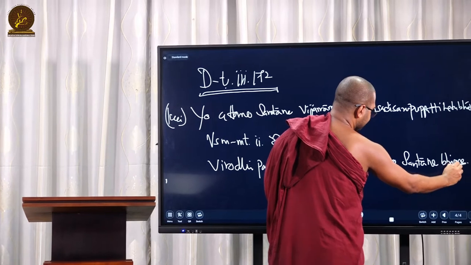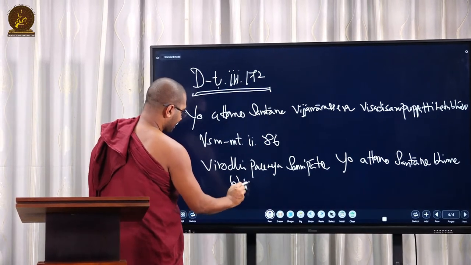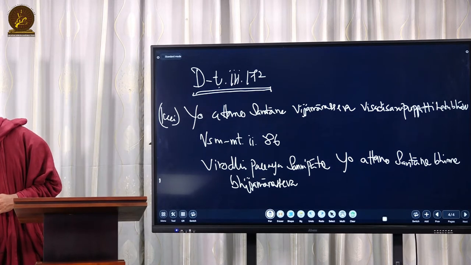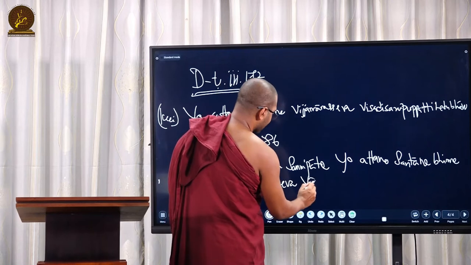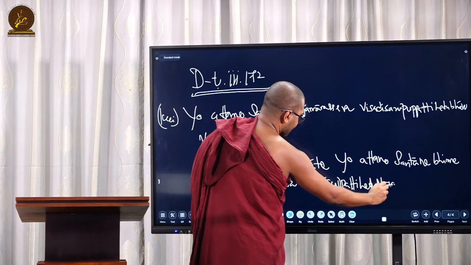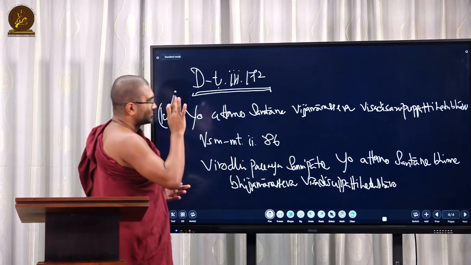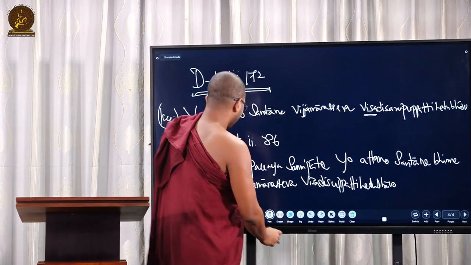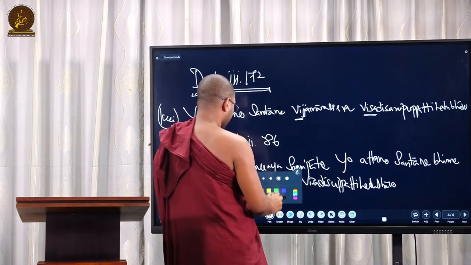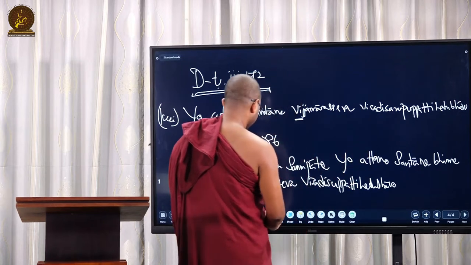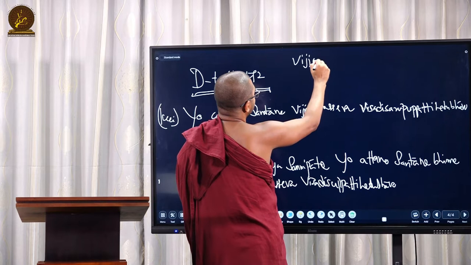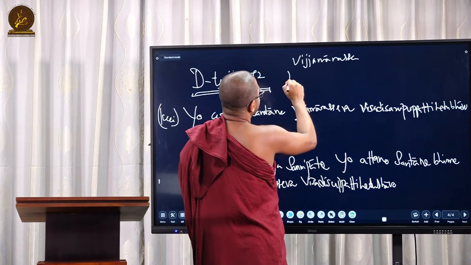Yo attano santane bhinnassa vijjamanasseva visadisa uppatti hetubhavo. So there's a huge difference. Surely there should be a printing mistake either here or here. Instead of vijjamana here, it says bhijjamana. For the ones who are not familiar with Pali, I shall show you the difference. In one book it says vijjamana, the other says bhijjamana.